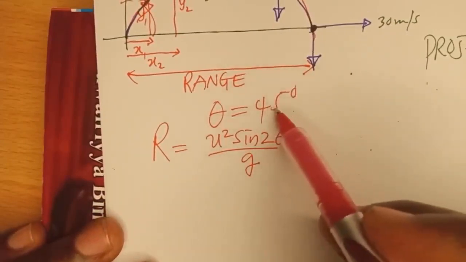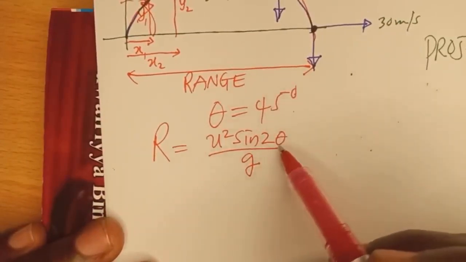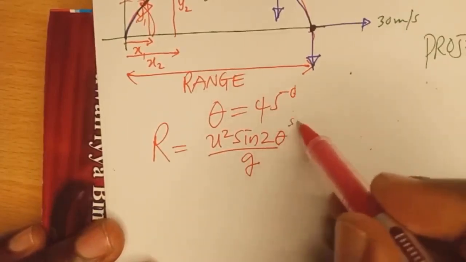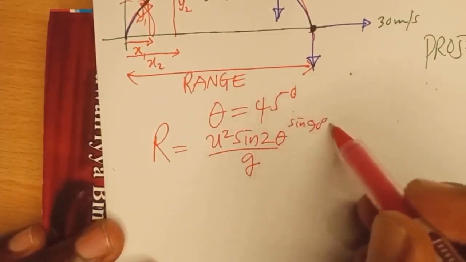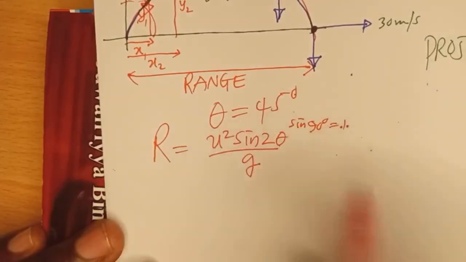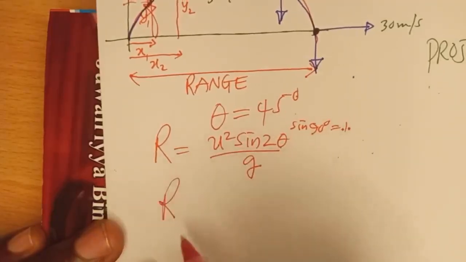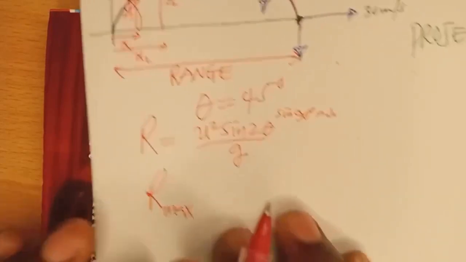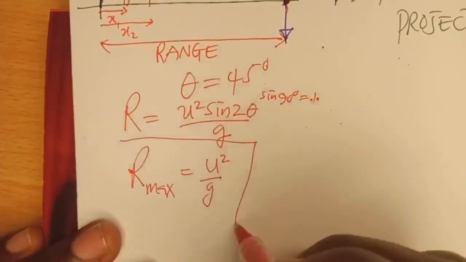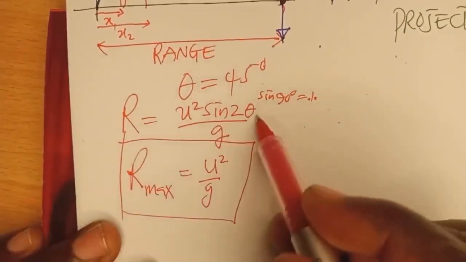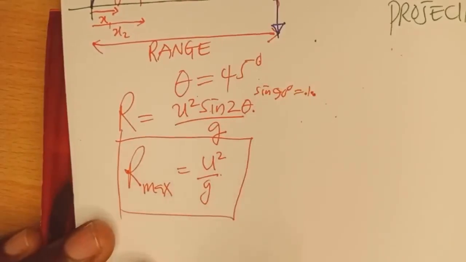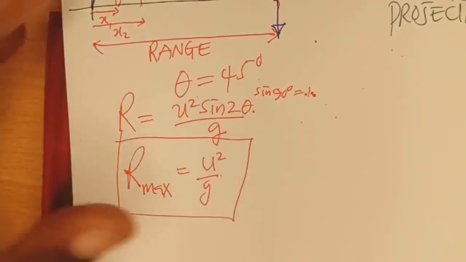So if I double 45, I will get 90. So this will now change to sin 90, and we know that sin 90 degrees is 1, and then u squared times 1 will just be u squared, and then we have our expression for maximum range as u²/g only. Okay, because sin 2θ will be 1, so we have u squared times 1, which is u squared. This is also very important.